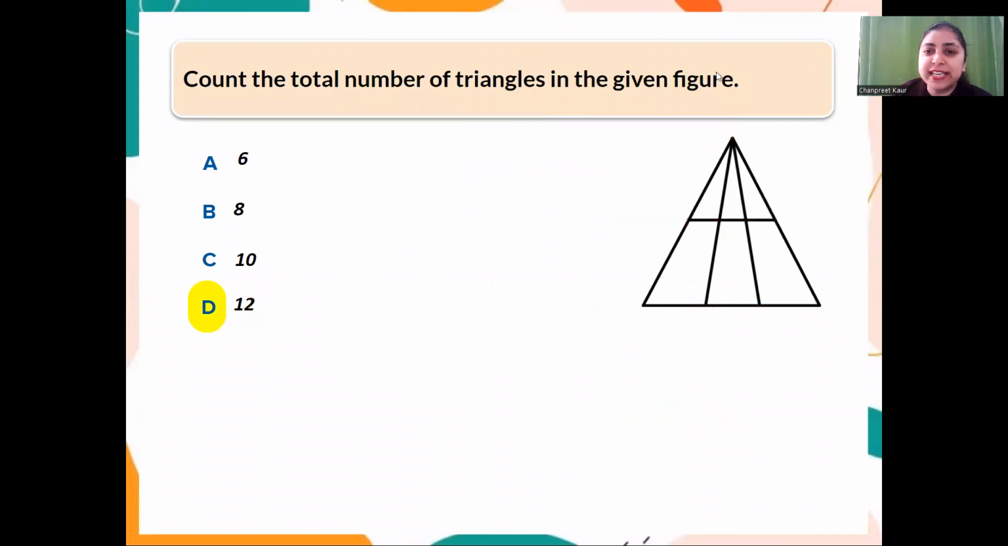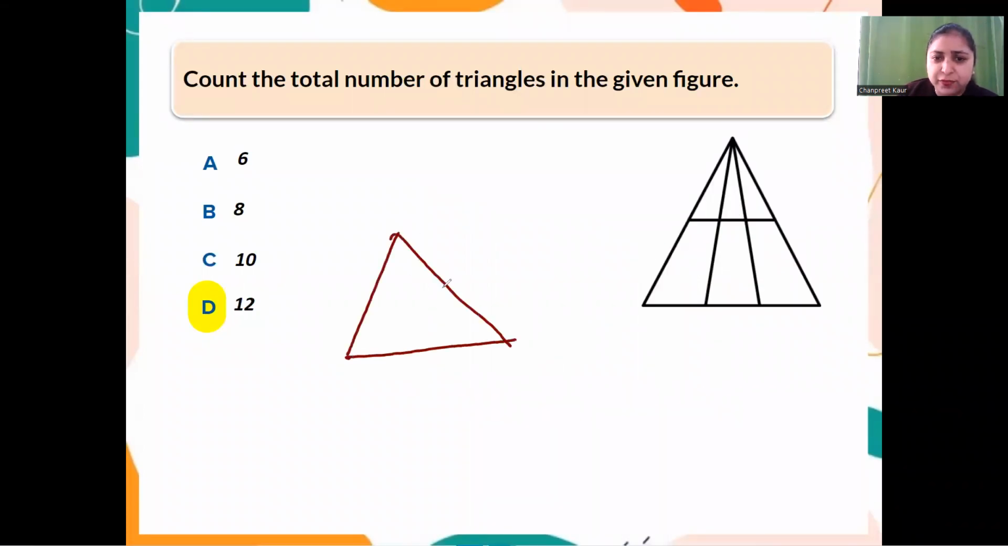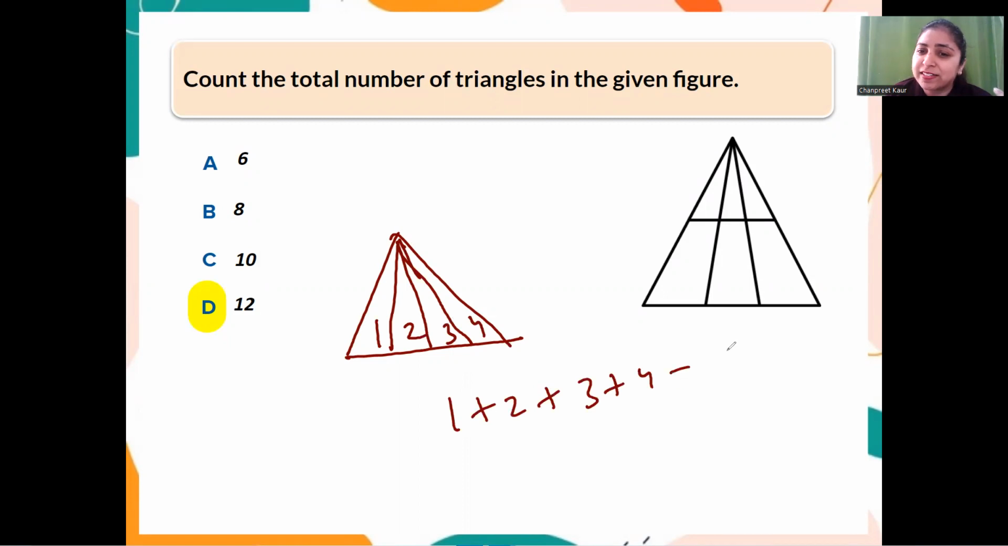Okay. So now see, one more question. If there is only one vertex and we have a figure like this, 4 sections are there. If there are 4 sections, you just need to count the total number of triangles. So 1, 2, 3, 4. What you need to do, just add them. So total 10 triangles are there.